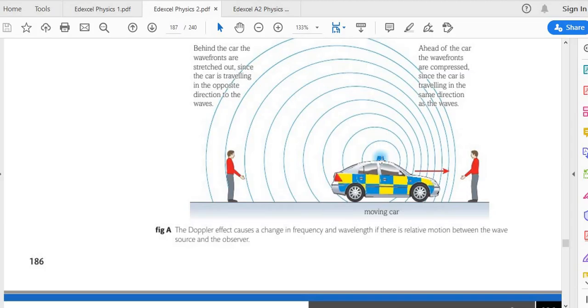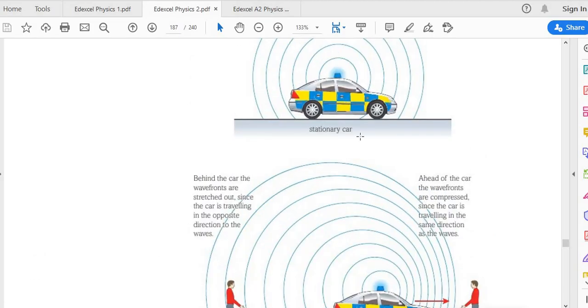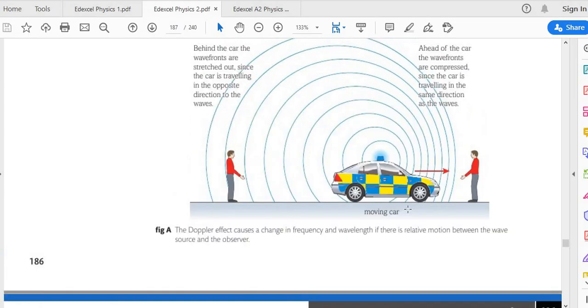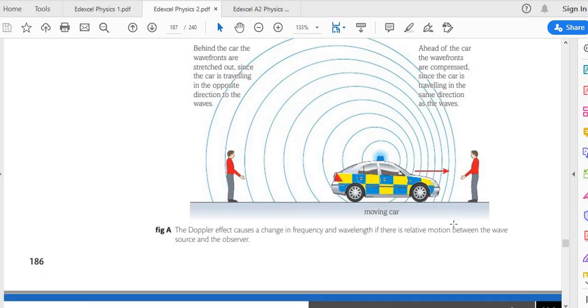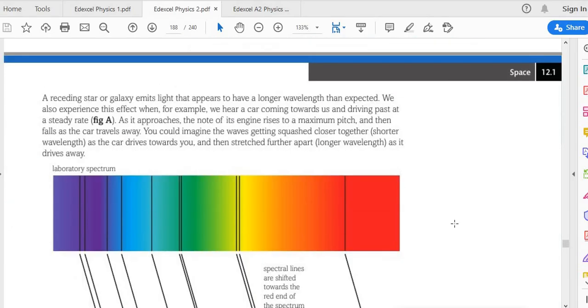Now for example, if there was a car here and this person is also moving towards the right with the same speed as the car, then again it will be similar to this situation because both are moving together. So there is no relative motion. One has to be moving relative to the other. If they are both moving at, let's say, 5 meters per second to the right, then it's as if the car and the person are stationary. So the observed frequency and the emitted frequency will be the same.